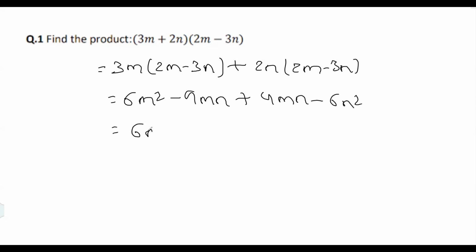Now check here, this is 6m square, and these two are like terms. So what is minus 9 plus 4? It is minus 5. So minus 5 times mn and minus 6n square. So we'll say that this is the final answer for this.